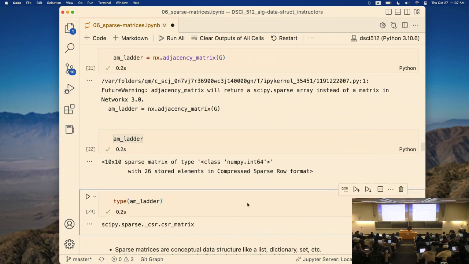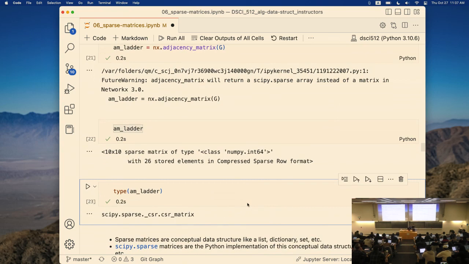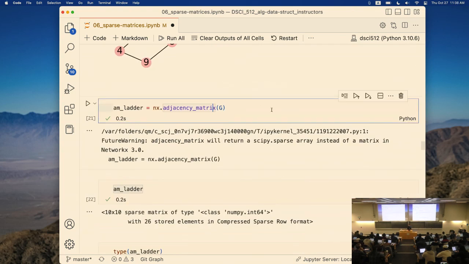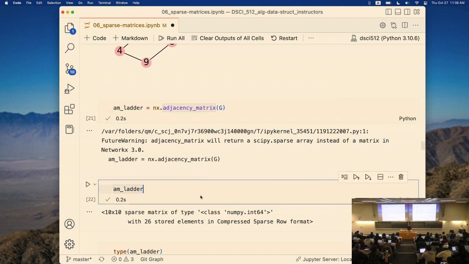Let's see. Okay, so this is basically the same output here. You can see that this adjacency matrix is internally represented using a sparse matrix, not as a numpy 2D matrix. We can see that by checking out the type of it. Okay, so that's the default way.